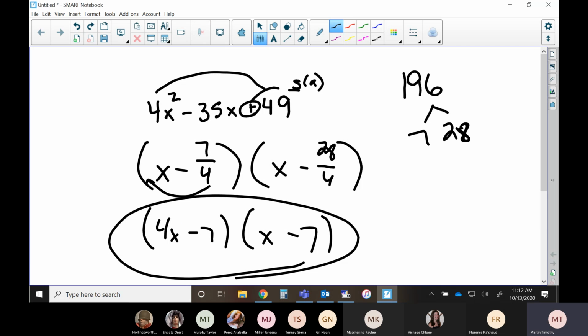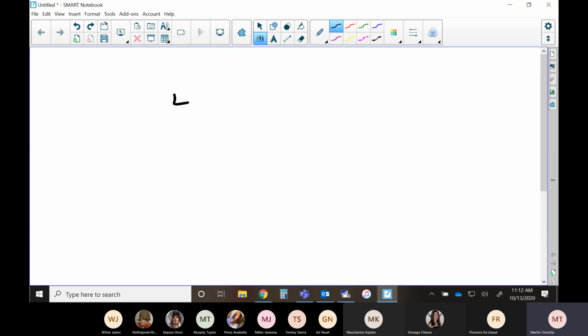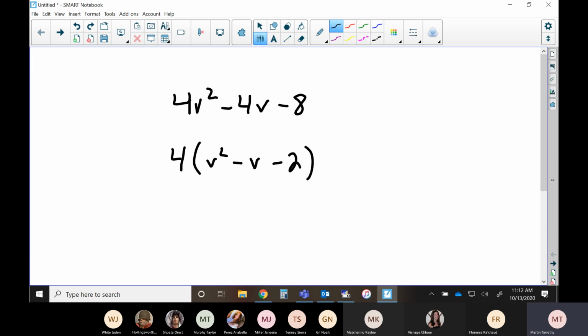Yep. Tell me what it is. Did you pull out a greatest common factor first? What is it? You did pull that out? Okay, so you got 4v squared minus v minus 2. No. This is 4v right here, right? I'd take it out from all 3. That's why it's a greatest common factor. It has to go into all 3.